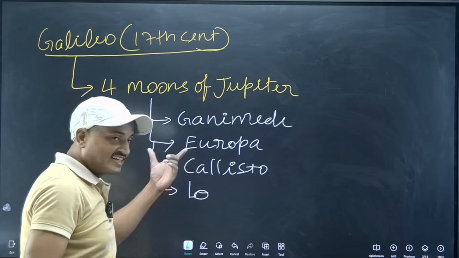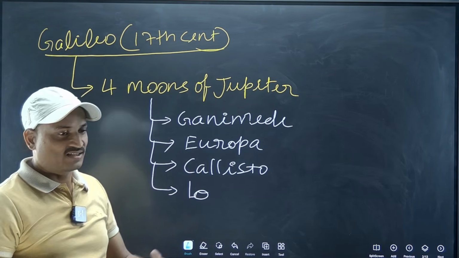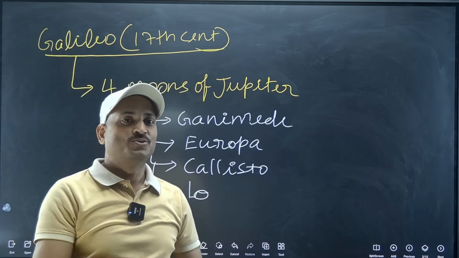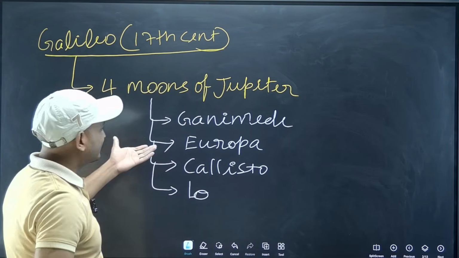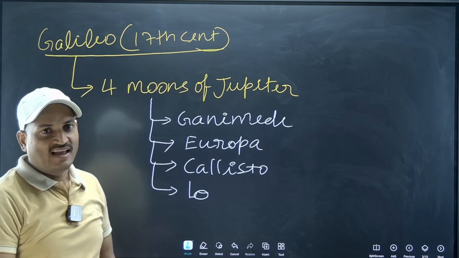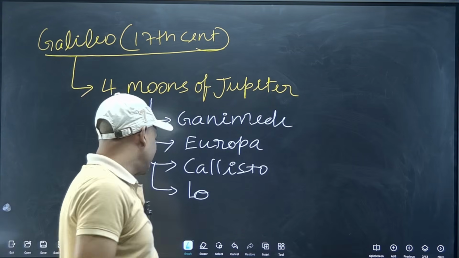So it extended the heliocentric model, that not everything revolves around the Earth, there are some things that are different. So it extended the heliocentric model as earlier suggested by Copernicus.